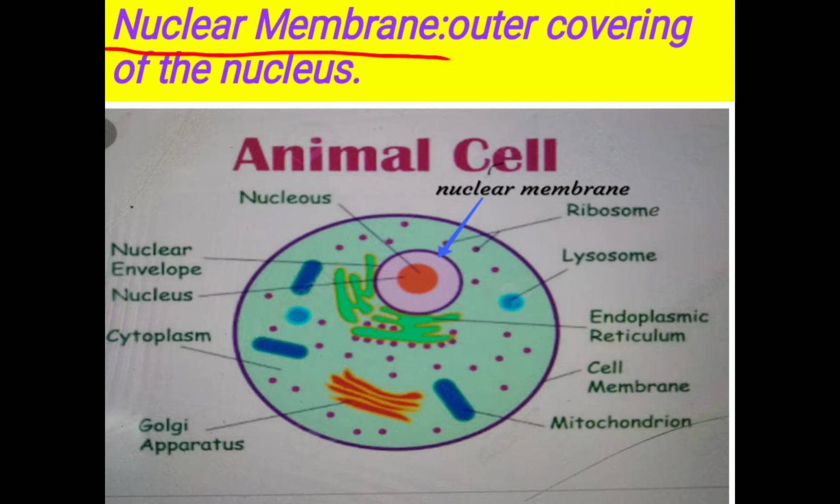First one is nuclear membrane. Nuclear membrane is the outer covering of the nucleus. This is the nucleus and this is the outer covering of the nucleus. Like the cell membrane, it also has small holes that help to exchange the material inside and between the cell. So this is the function of nuclear membrane.